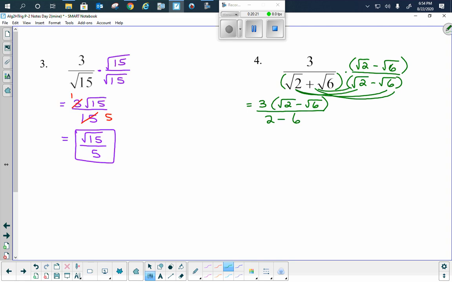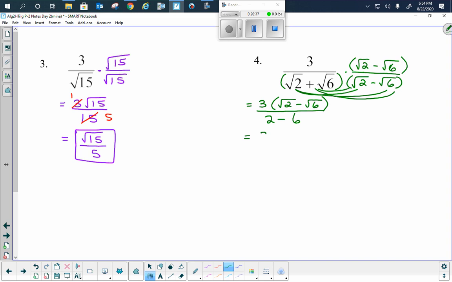So notice, what did that trick do for us? Multiplying by a conjugate, since the middle terms canceled out, right? The outer and inner canceled out, you have no roots in the bottom anymore. So now it's going to be taken care of, no roots in the bottom.